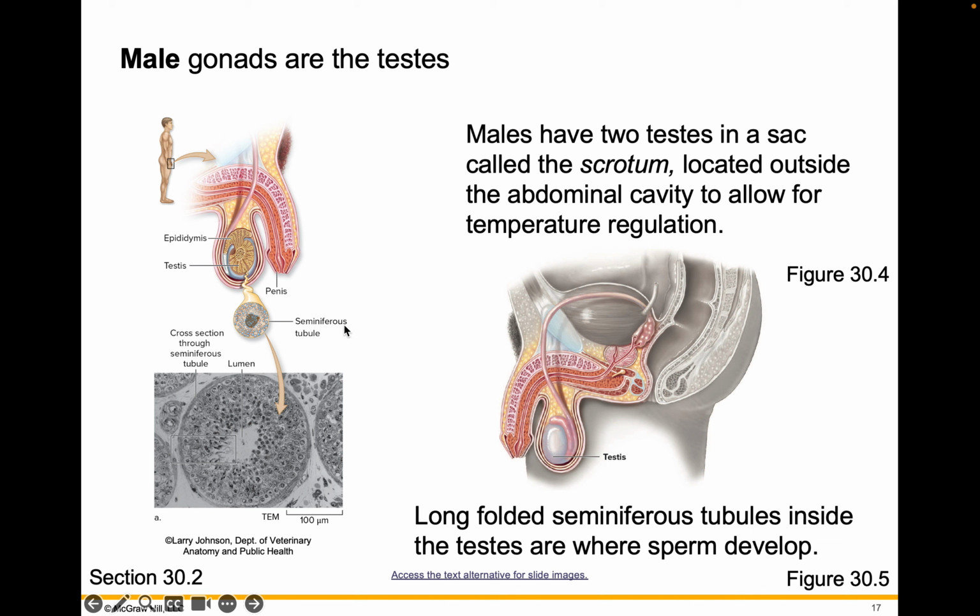Male gonads are the testes. Males have 2 testes in a sac called the scrotum. It's located outside the abdominal cavity to allow for temperature regulation. The long, folded seminiferous tubules inside the testes are where sperm develops.